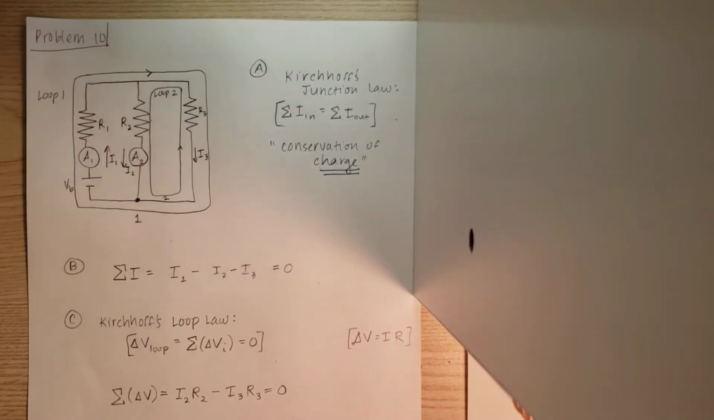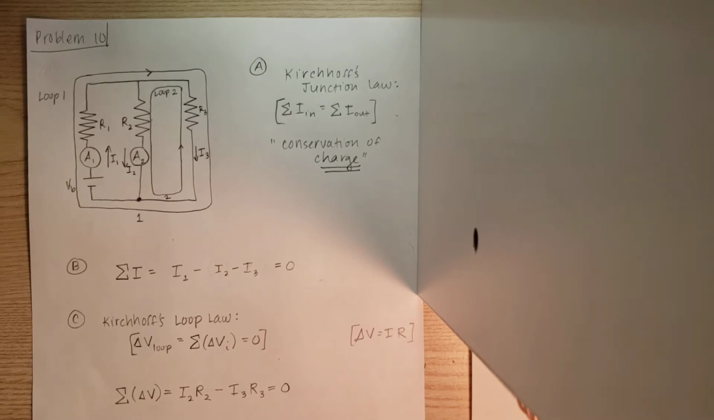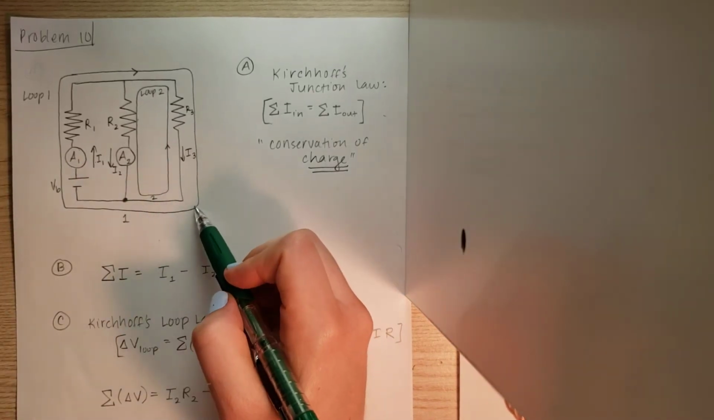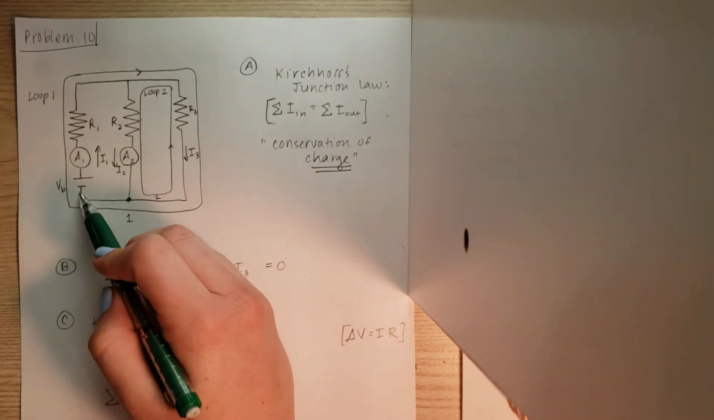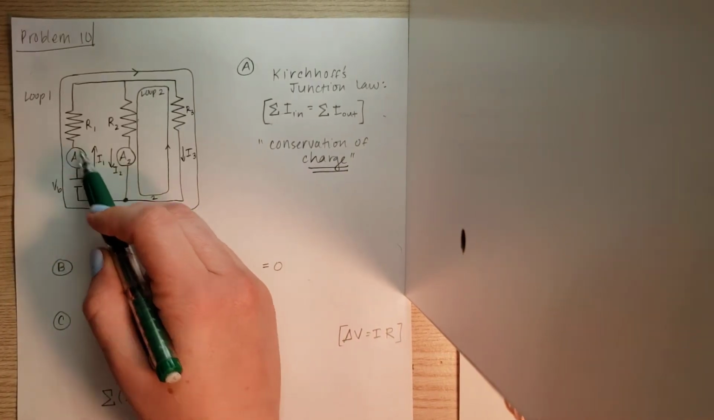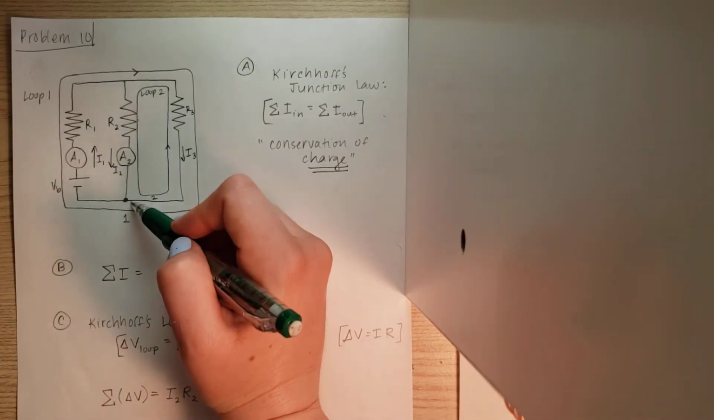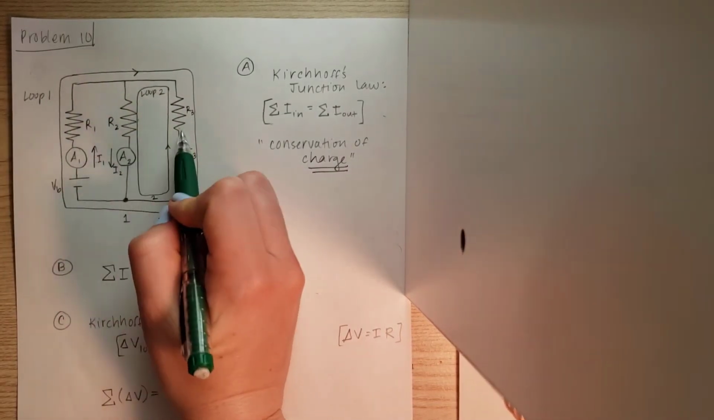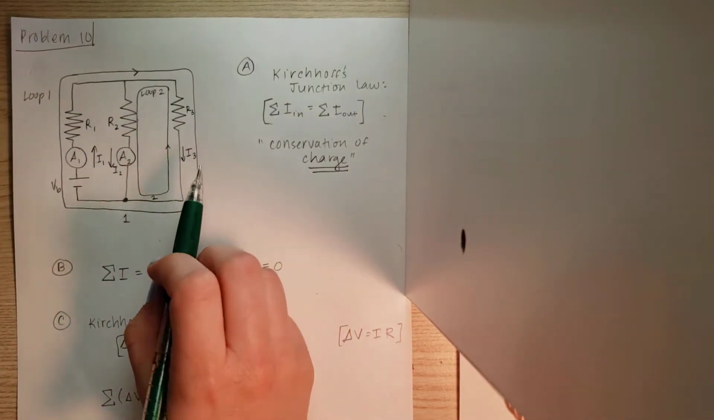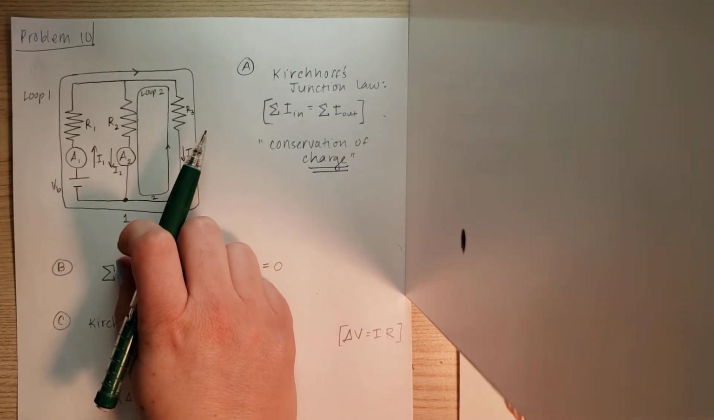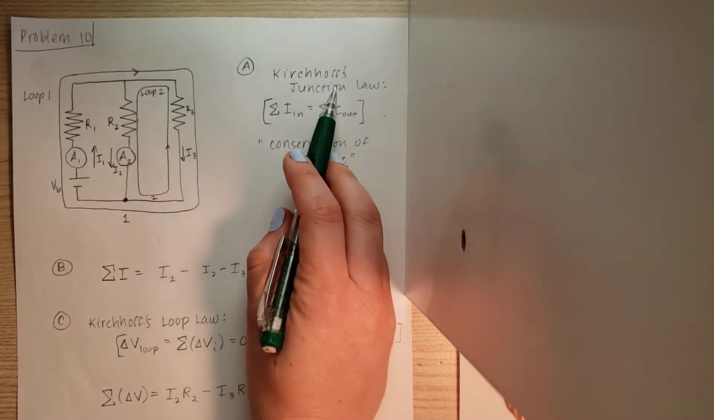Okay, so this is problem 10 from homework 6 about Kirchhoff's rules and applying them. And we're given this figure here of a circuit with our battery with the positive charge and negative charge. And then we have our flow or our current of electrons going around the circuit. And then 3 resistors, 1, 2, and 3. And for part A and part B, they're talking about Kirchhoff's junction law.